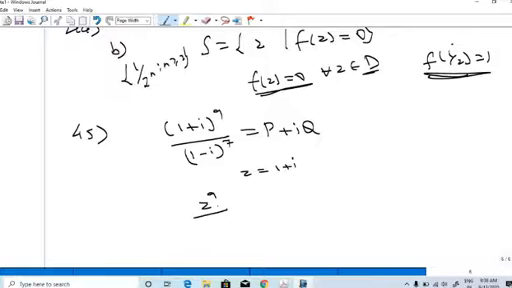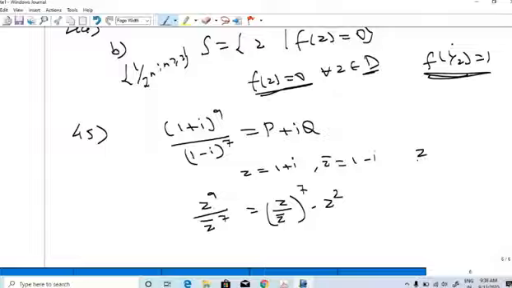Actually, the denominator is nothing but z bar. What is z bar? 1 minus i. Therefore, this is power 7. Therefore, we can write (z by z bar) power 7 into z square, just splitting the 9 into 7 plus 2. So now find what is z by z bar first.